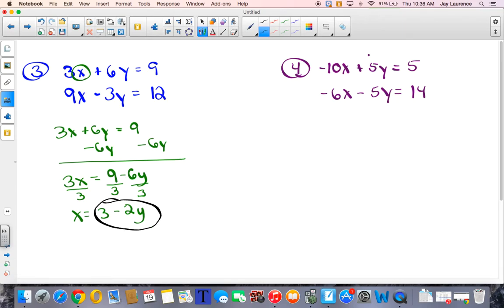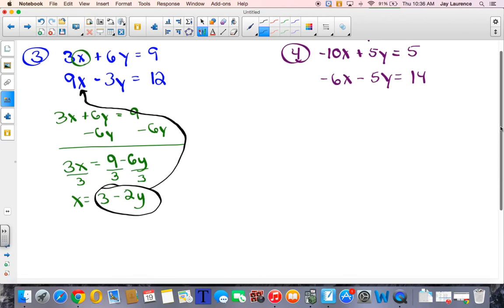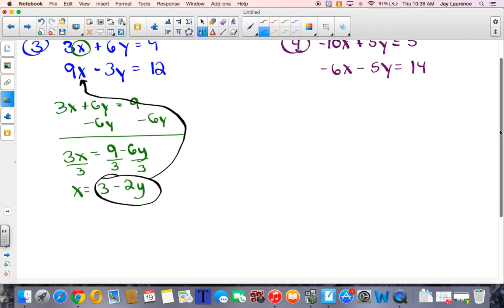I'm going to take this 3 minus 2y, and I'm going to put it in for x in the other equation. Don't put it in the one you solved for. You'll end up with an infinitely true statement, okay? Which can happen, but in this case, it's not infinitely true. The lines are not the same line.